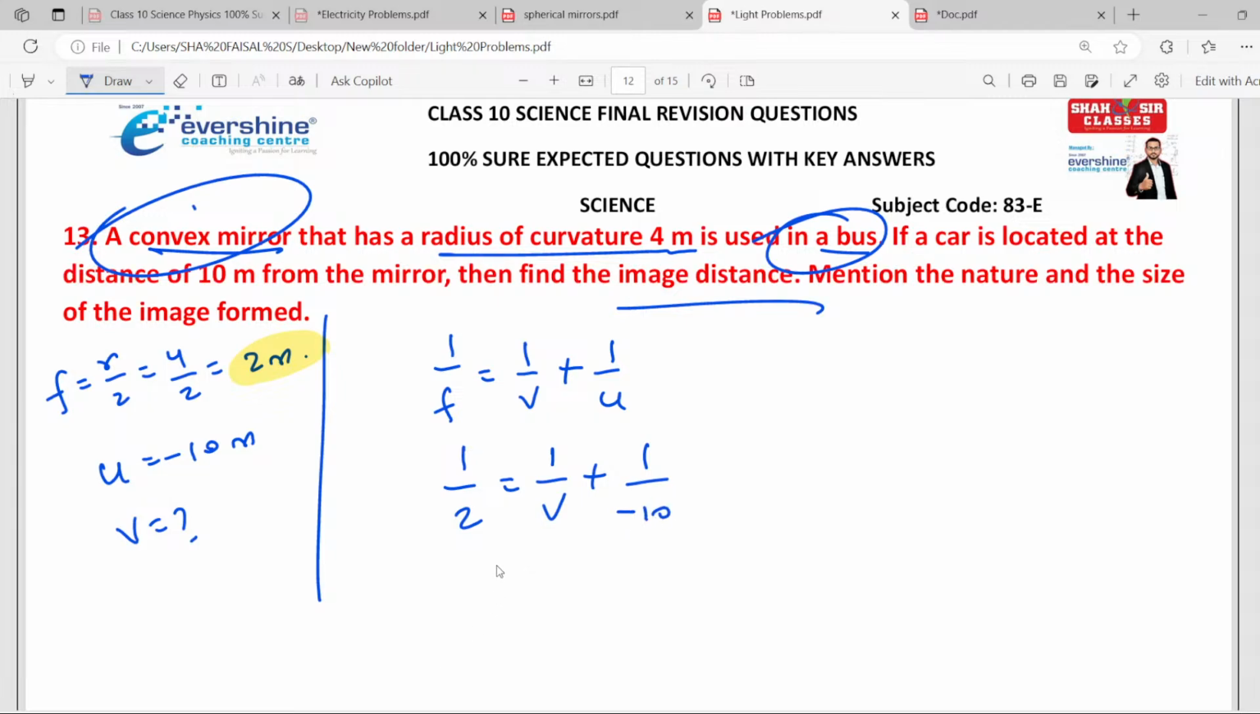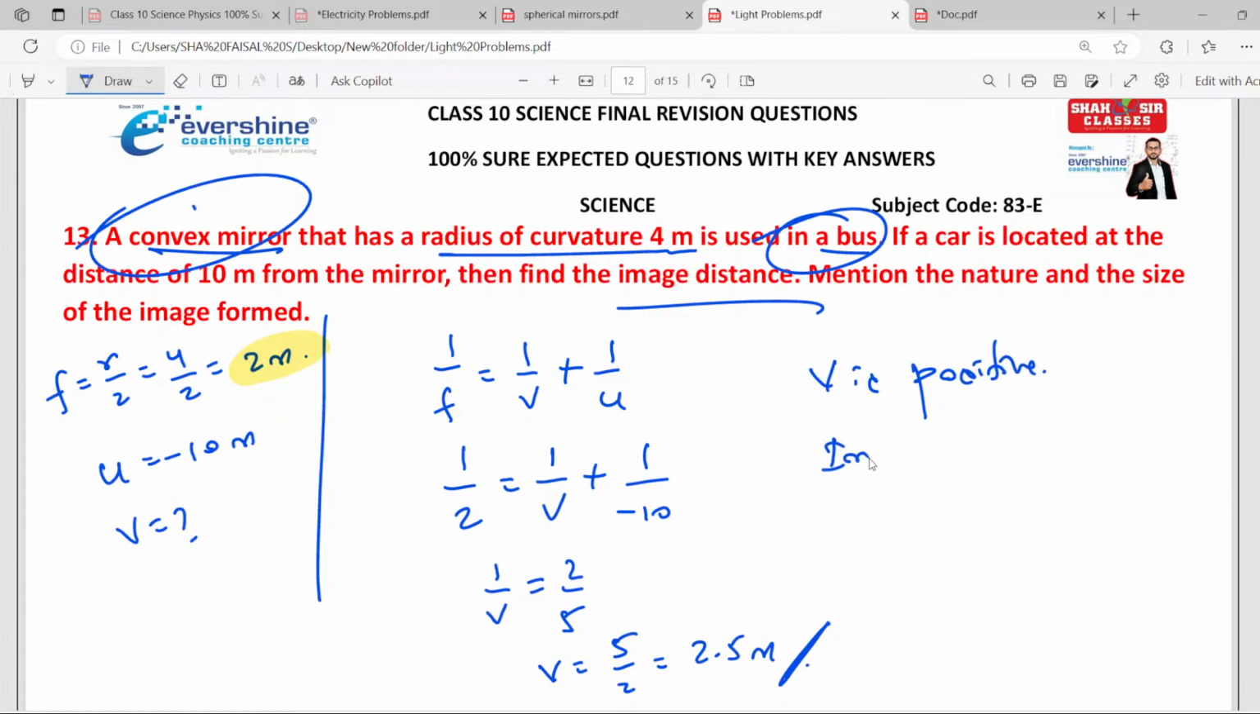So from this, we can get the value of 1 by V as 2 by 5, I think so. You can check. So V is equal to 5 by 2, that's nothing but 2.5 meters. So here V is positive. Can you see this? Here we got V positive. It means that the image is behind the mirror.